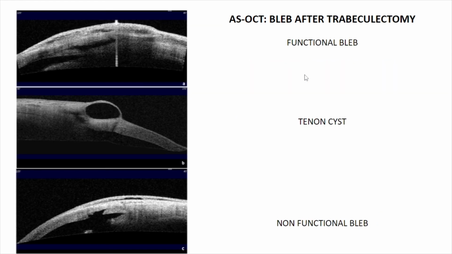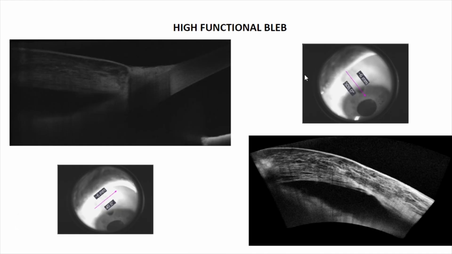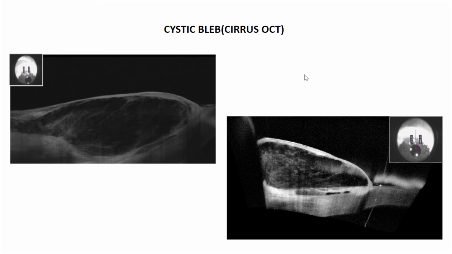So one use of anterior segment OCT is to see the bleb after trabeculectomy. Here we can see one hyporeflective area, which is our bleb. Here, this is the formation of a tenon cyst. And here we see a flat bleb. This is a non-functional bleb. And these two images show a highly functional bleb. This is a serous OCT image showing a cystic bleb.